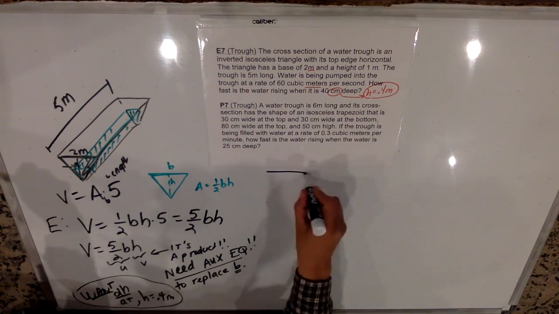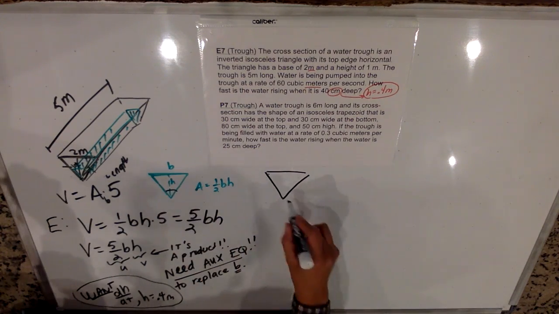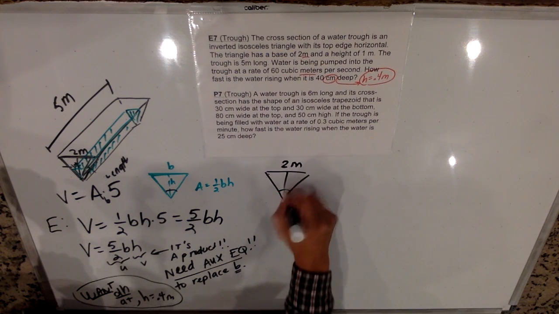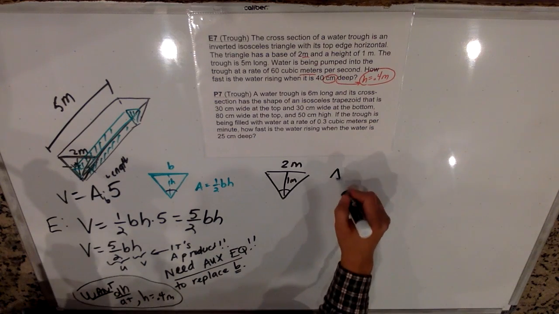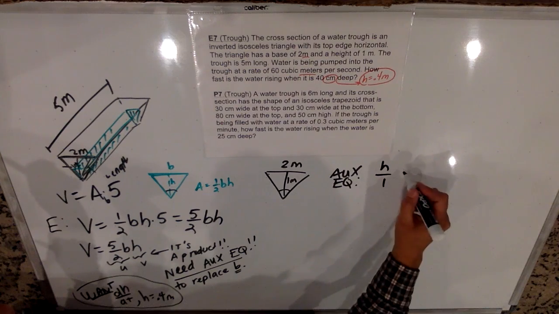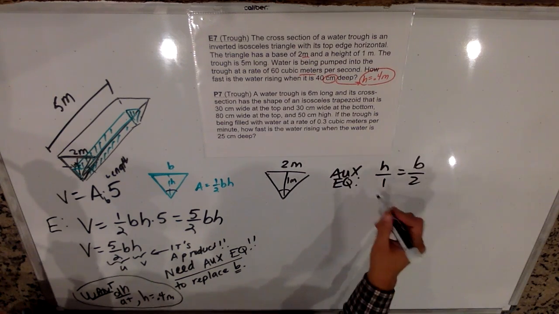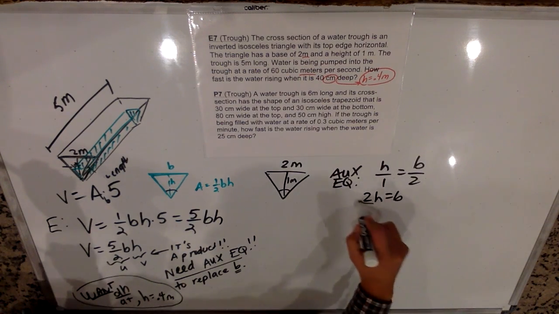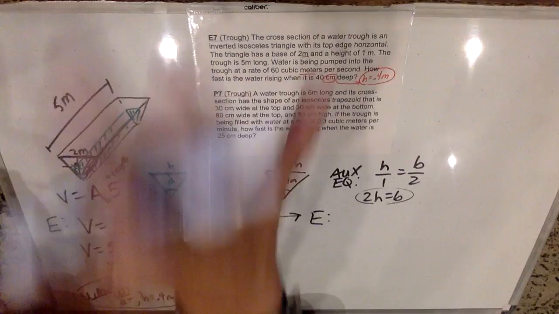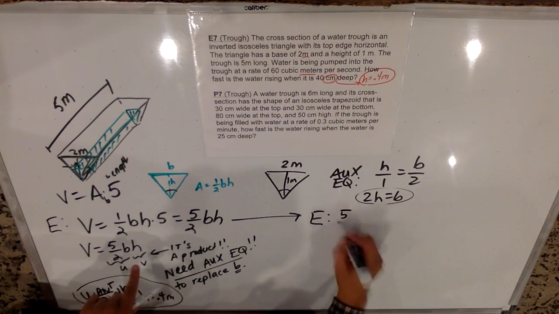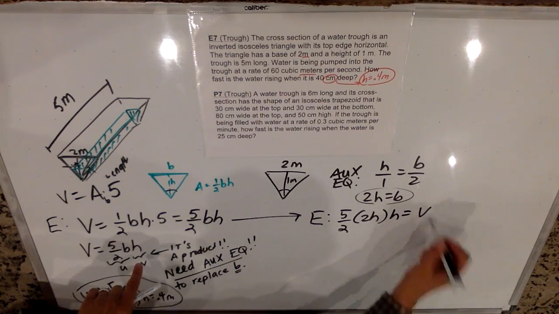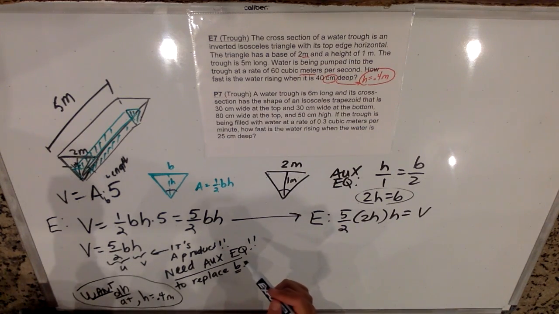So what we're going to have to recognize is that these triangles share the same angle down here. And this one has a base of 2 meters and a height of 1 meter, which means I can make my auxiliary equation that height is to 1 meter as base is to 2 meters, meaning 2 times the height is my base. There's your auxiliary equation. So now, when you use that auxiliary equation to replace, you're going to get 5 halves times 2 height times height, and that's going to equal your volume. So I replaced the base with 2 times the height.